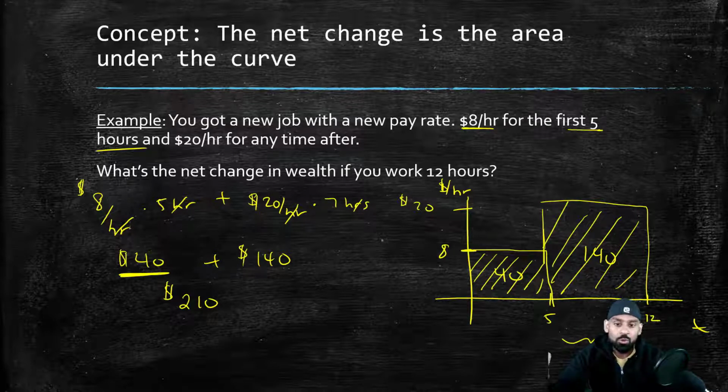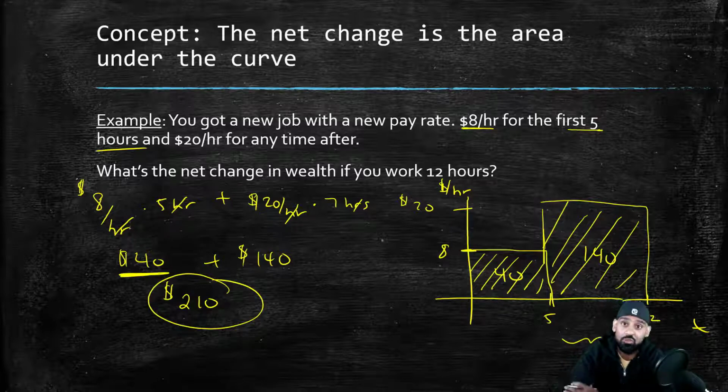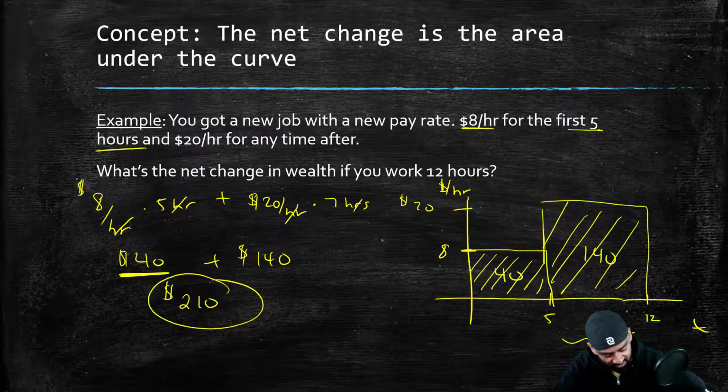So what we're doing is we're finding the net change over that entire 12-hour day. And in this case, we get a pretty accurate one. The net change in money you're going to have in your pocket is $210. Okay? Let's get even more specific.